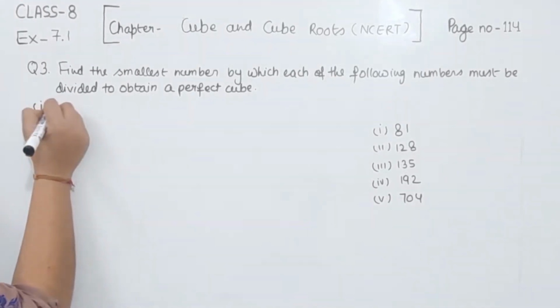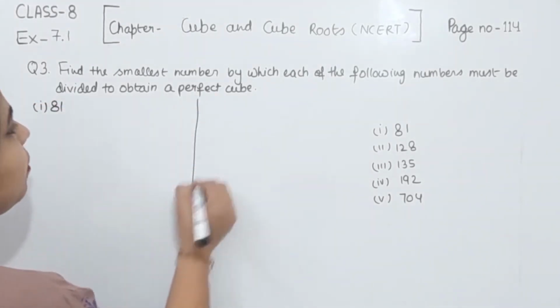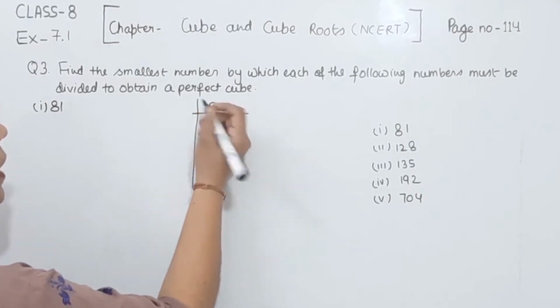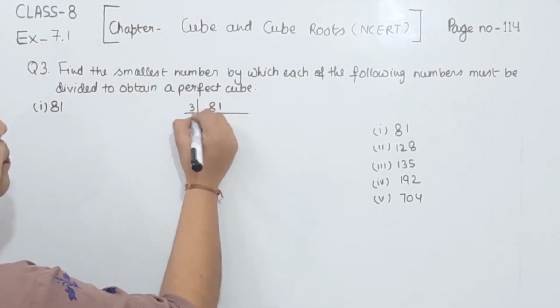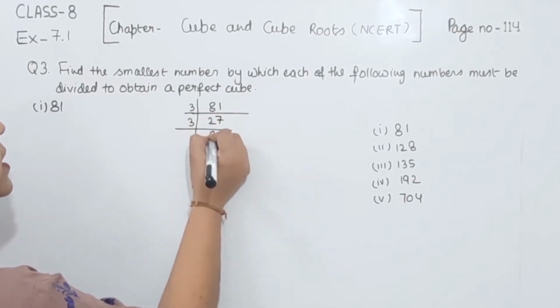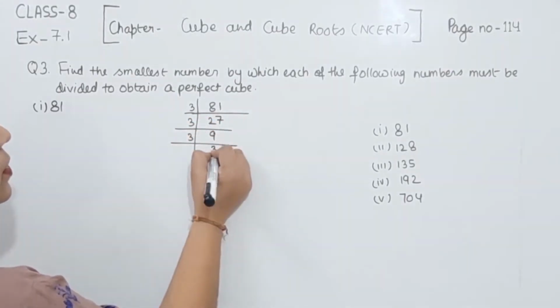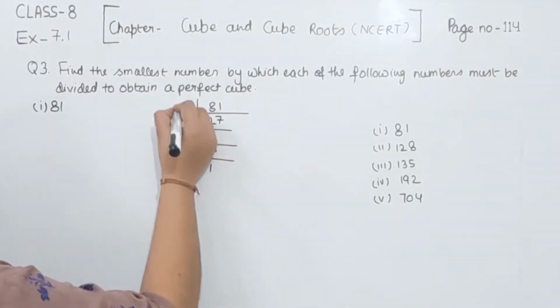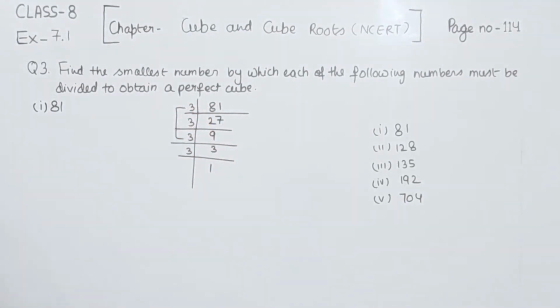The first number we have is 81. First of all, we are going to find the prime factors of the number 81, starting with 3. 3 2s are 6, remainder 2. 3 7s are 21. Now 3 9s are 27. 3 3s are 9 and 3 1s are 3. Now this is the triplet we have, and this one is not having a triplet. So we have to divide by this one.